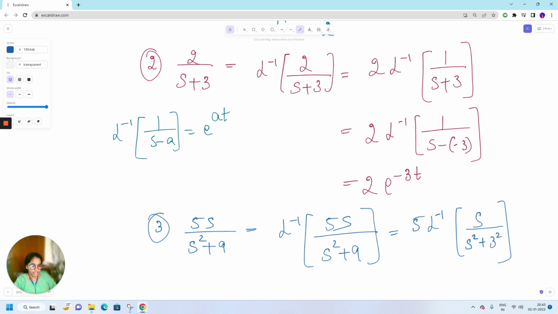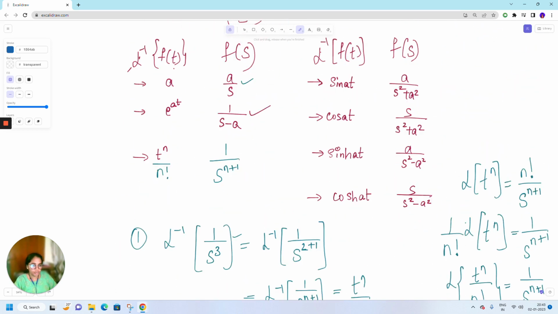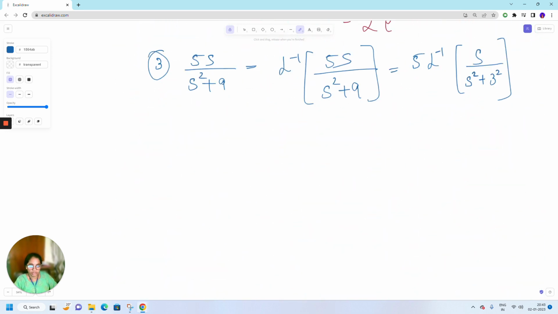Observe the formula list now. We have s divided by s square plus a square, right? That is how we write the formula. What is s divided by s square plus a square? It is cos at. Okay, so now what will I do?